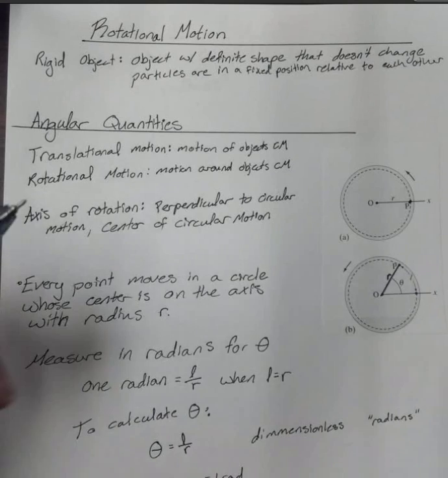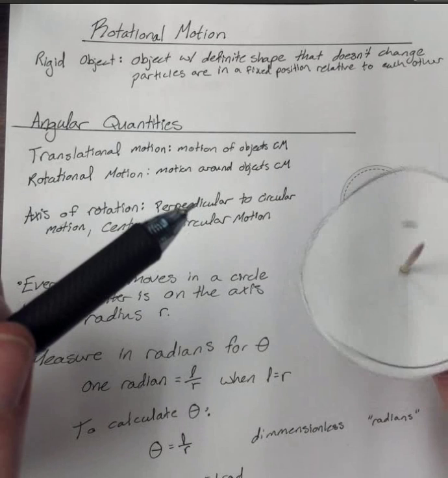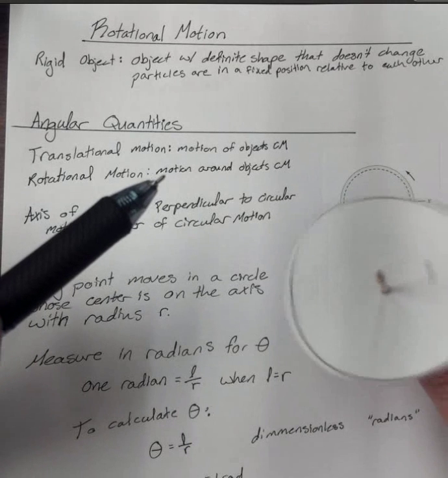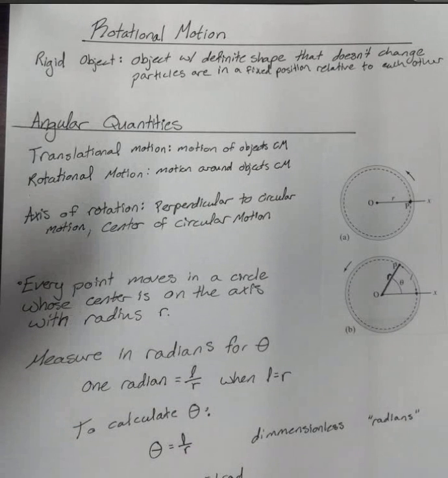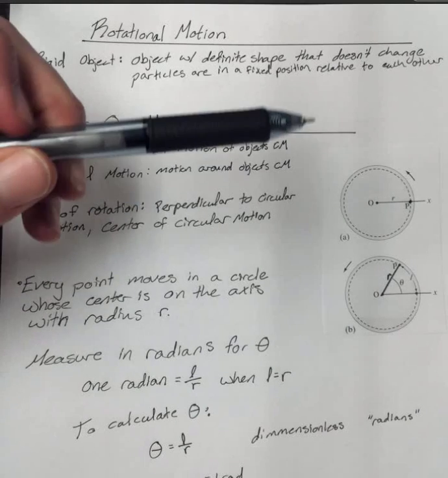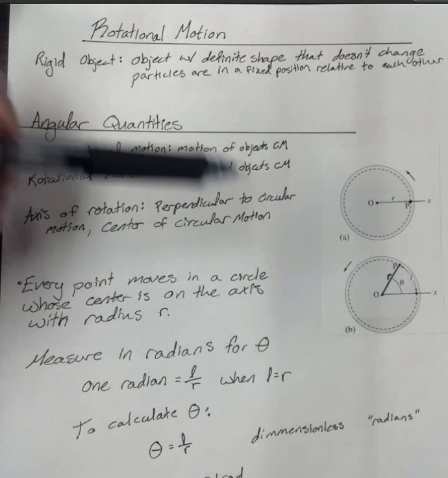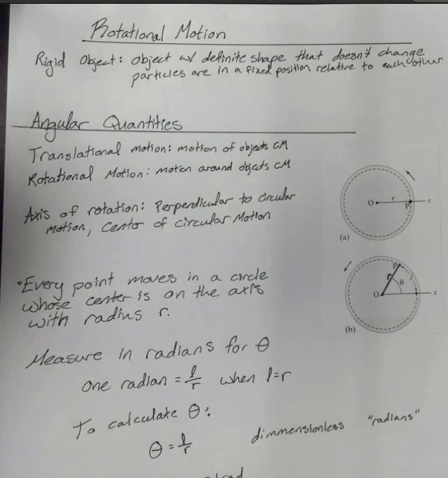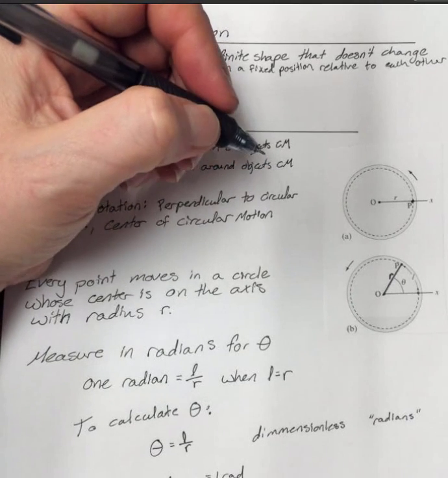I could have put the toothpick in a different position, and the motion still would have been around that point, and so the radius still would have been from the point to that object, to the center. So what we do is when we measure in translational motion, we measure meters of displacement. When we measure circular motion, we're going to be measuring radians. And so let's see how that works.